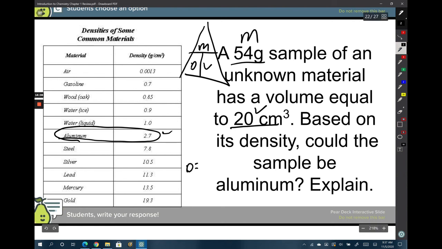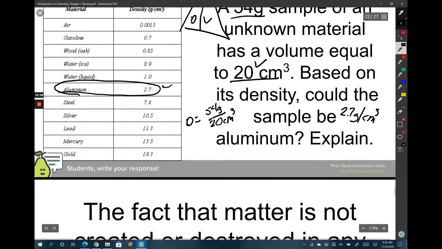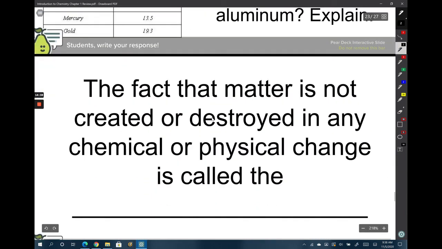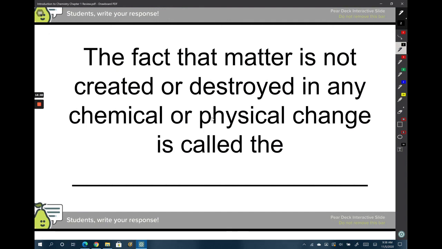So density equals, the mass is 54 grams divided by its volume, which is 20 cubic centimeters. If you do the math, then you find that 54 divided by 20 is 2.7 grams per cubic centimeter. So yes, it can be aluminum. To explain your answer, anything that is 2.7 grams per cubic centimeter can be aluminum since that's its density. Doesn't matter the size, doesn't matter the shape. It's always going to have that density.